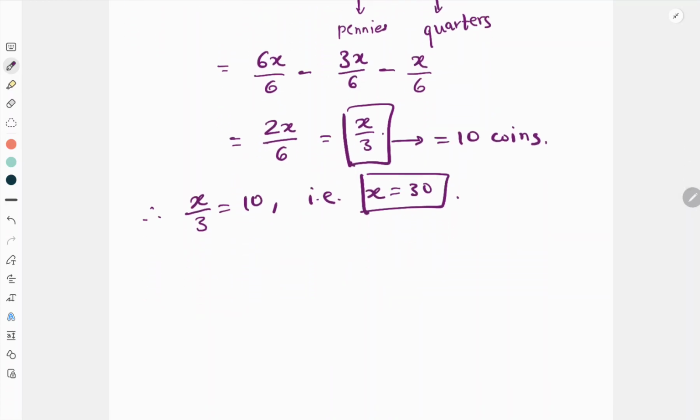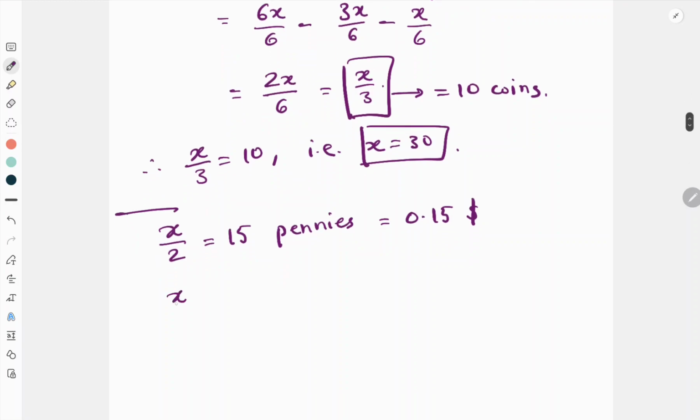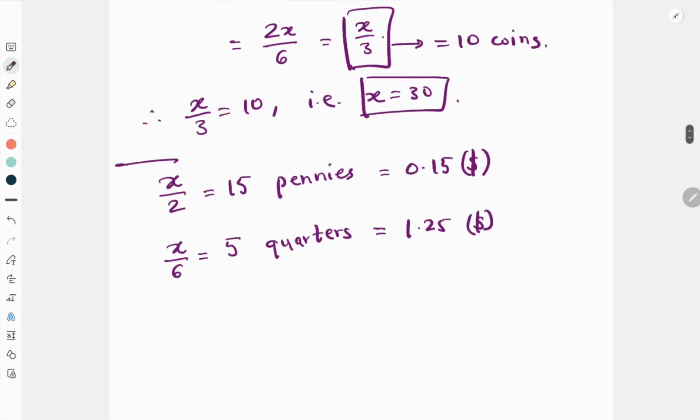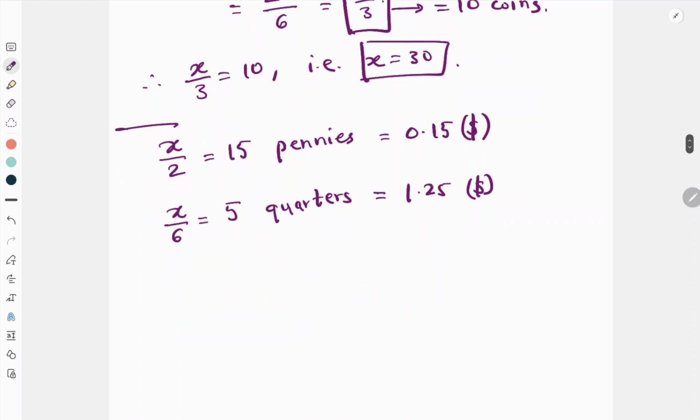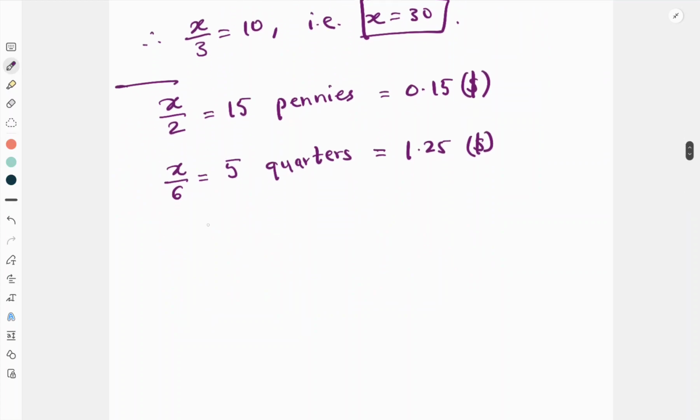Now the problem is much simpler. So we know that X divided by 2, which is 15 pennies, which are worth $0.15 or 15 cents. X divided by 6, which is 30 divided by 6, which is 5 quarters. They are worth 5 times a quarter, which is 1.25. I'm just writing units in the bracket here because they're not really necessary for the computation, but it's good practice to keep them. And we know finally the 10 $1 coins.